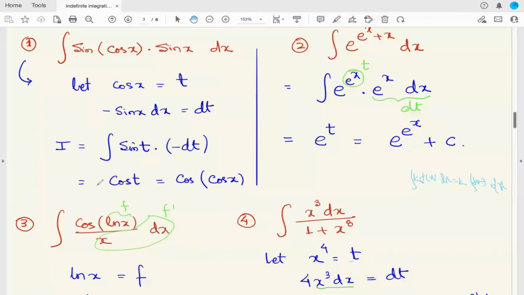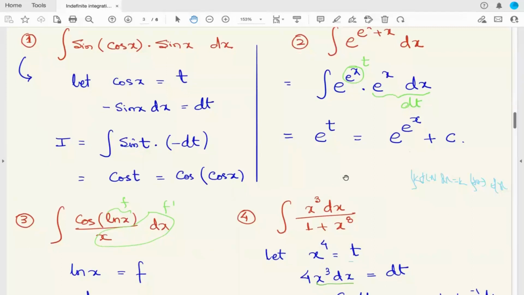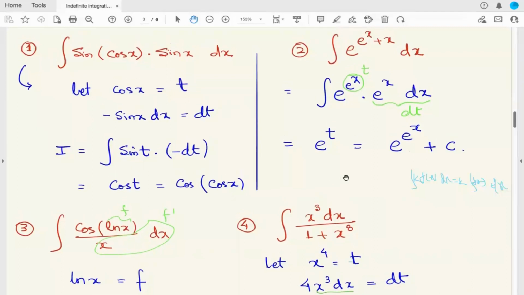So minus outside of the integrand, and minus minus gives plus. And now we again substitute the value of t, which initially was cos x. So cos of cos x. I hope you understand that. So this is the basic approach to a complex integrand: I just do some substitution and convert it into a simple integrand.